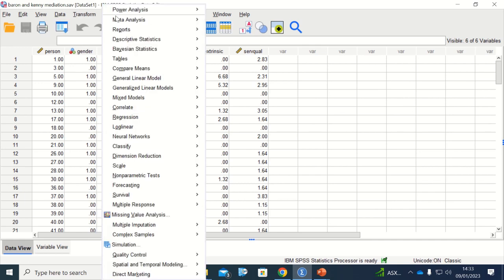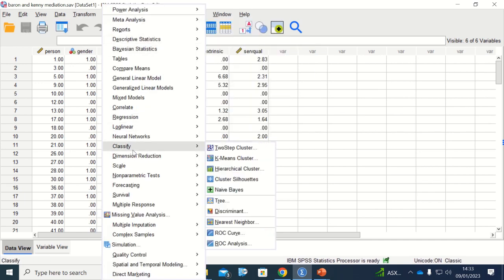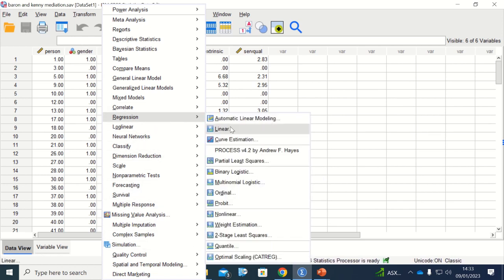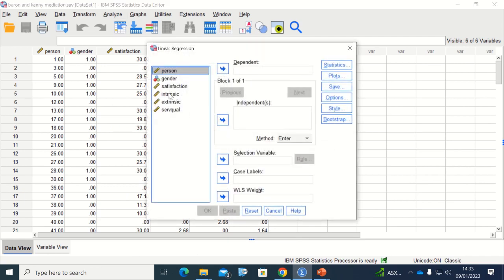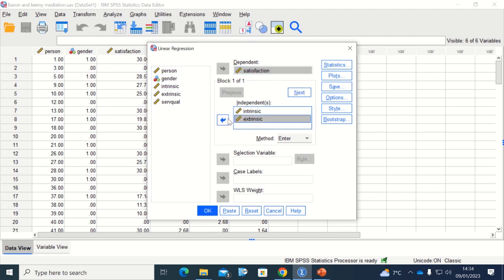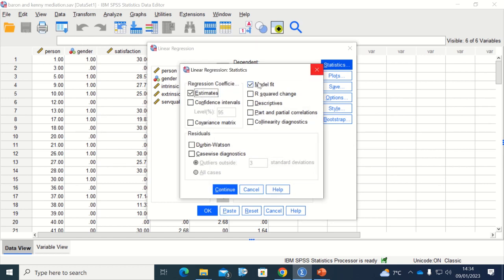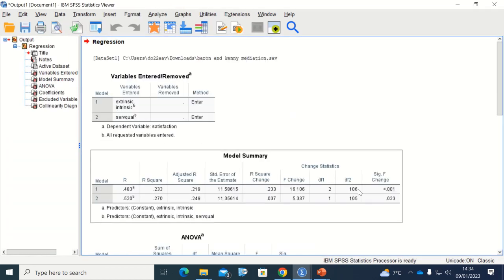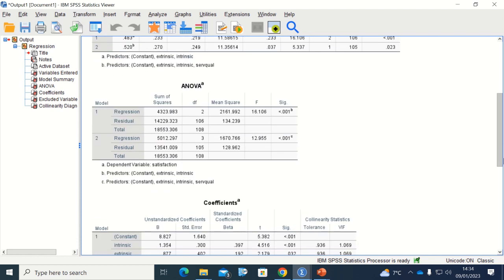So let's begin by going to our analysis, straight on to regression, linear. Our dependent variable will be satisfaction, and the first block of course will be intrinsic and extrinsic. Click on next and then put in the serve qual, which is the next block. Under the statistics part, make sure you've got the estimates and R-squared change. You don't really need the collinearity diagnostics, but you can put it in if you want to. Just press continue and then press OK. Now what you'll be seeing here is two regressions.